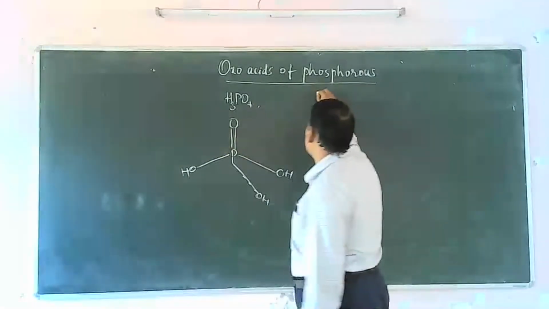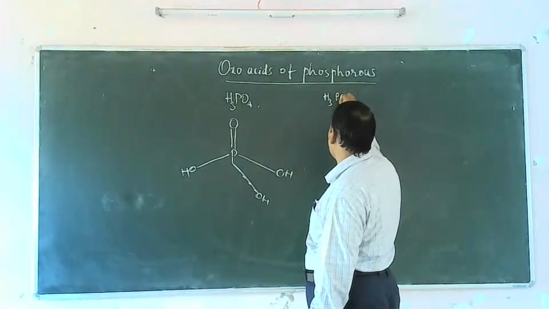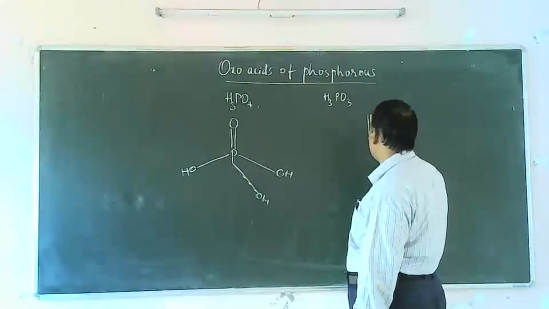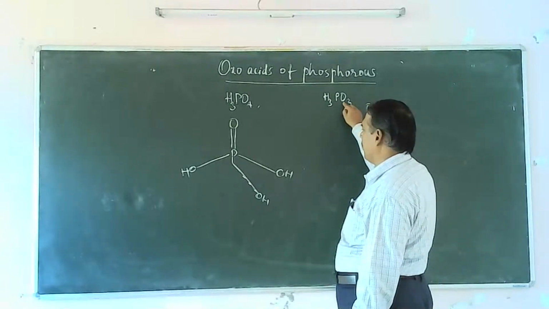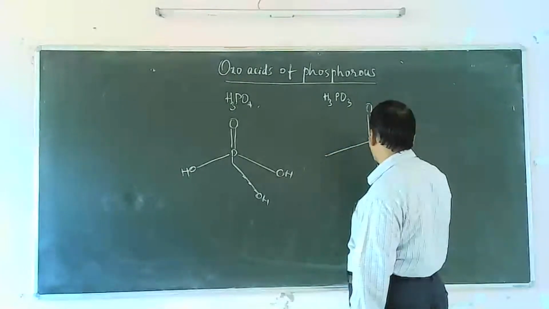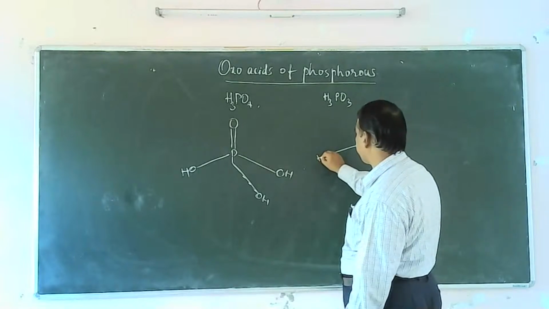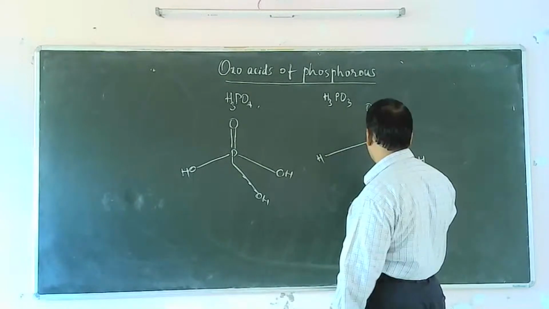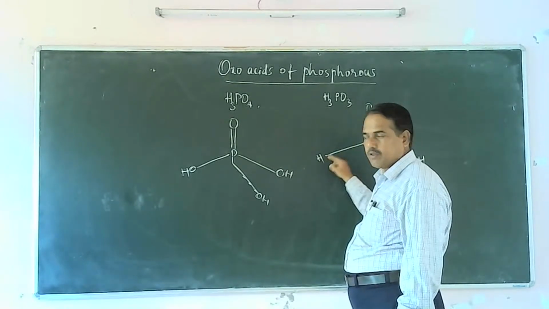So you go for the next, orthophosphorous acid, H3PO3. Again phosphorus is double bonded with oxygen, and again it is a tetrahedral structure, and this is H, and these two are OH. It contains one P-H bond.